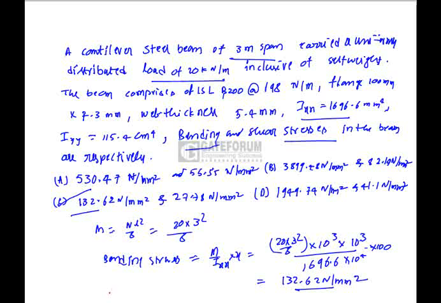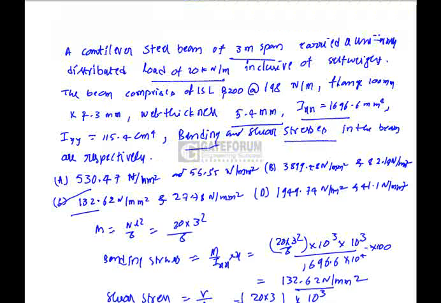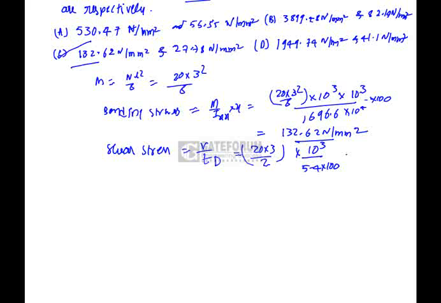If we find out the shear stress also, shear stress is equal to V by t into D, which is equal to 20 into 3 by 2 into 10 cube by 5.4 into 100. The web thickness is 5.4 and the depth is given as 100 mm. So we are going to get 27.78 Newton per millimeter square. So options B and C are correct.